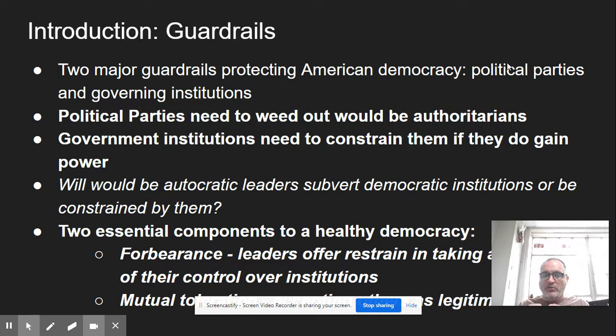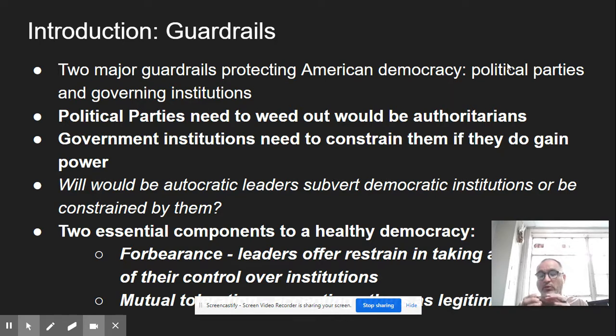The second is mutual toleration. It's a respect between the two political parties. The two political parties have to respect each other. They have to deem each other both legitimate. We may disagree on policy, but your right to exist and think is legitimate. We may disagree on this foreign policy or this fiscal policy, but your right to your belief is protected. And that's what mutual toleration is.